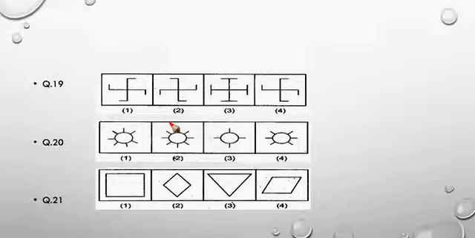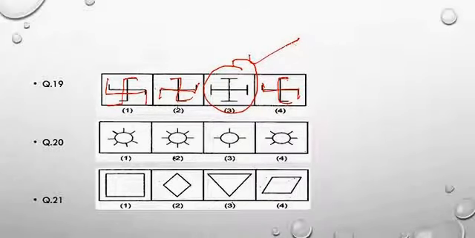Question number 19, there are four problem figures given. With first observation, we find that problem figure 1, 2 and 4 are swastika kind of designs. Whereas in case of problem figure 3, the design is not like a swastika. So answer to question number 19 is 3. Let's go to the next question.